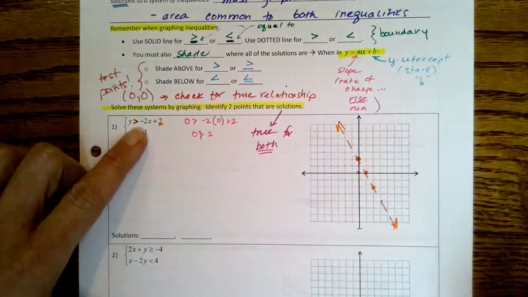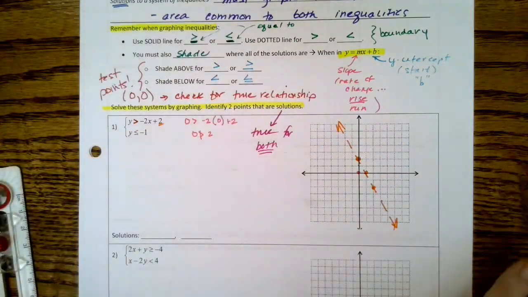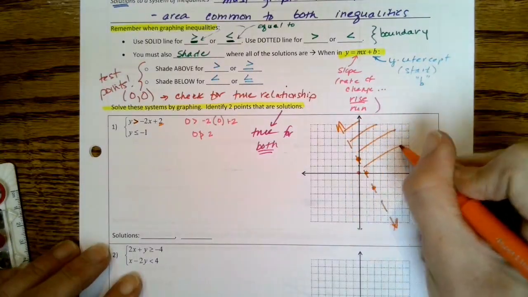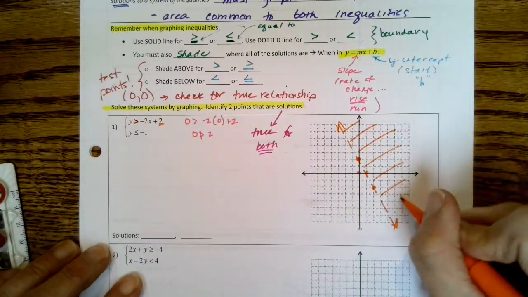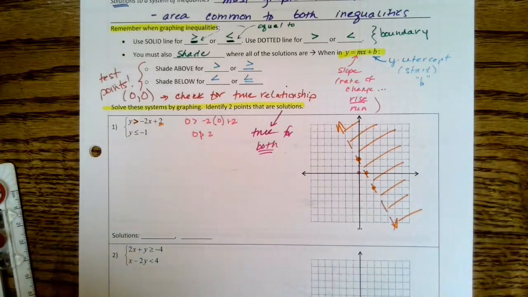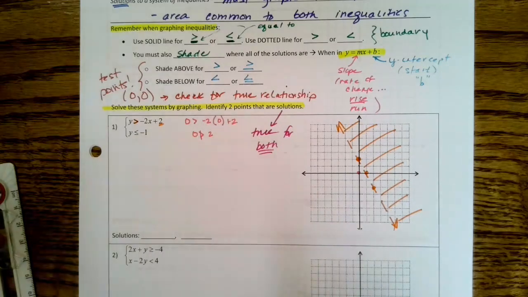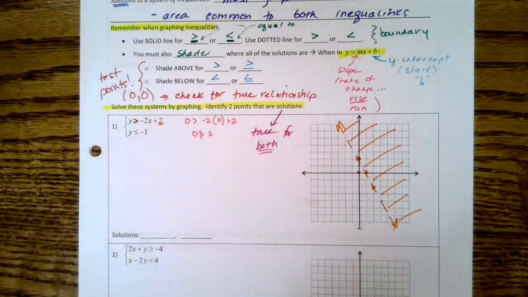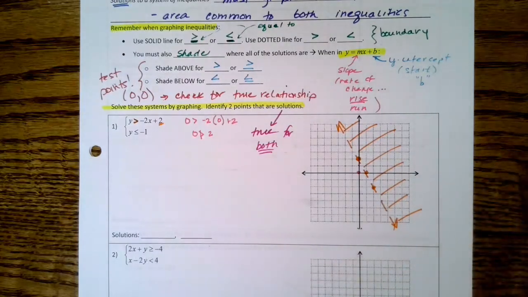No, that's not true. So I'm going to color the area, and instead of shading all the way in, we want to just draw it lightly, because we're going to have a third area that we shade that's going to be true for both equations, and we don't want our drawing to be too messy.